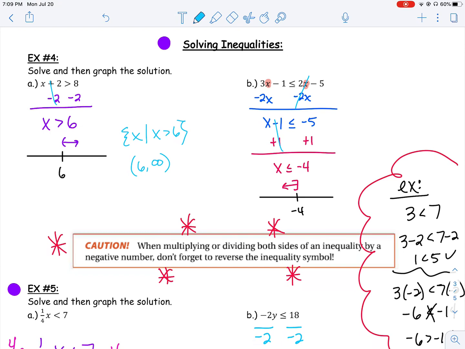Interval notation would be negative infinity until we hit negative 4, and then I can include it. Set builder notation would be the set of all x's such that x is less than or equal to negative 4. All right, make sure that you practice some of those solving inequalities, and then we'll talk about one important rule here in the next video that you need to look out for.